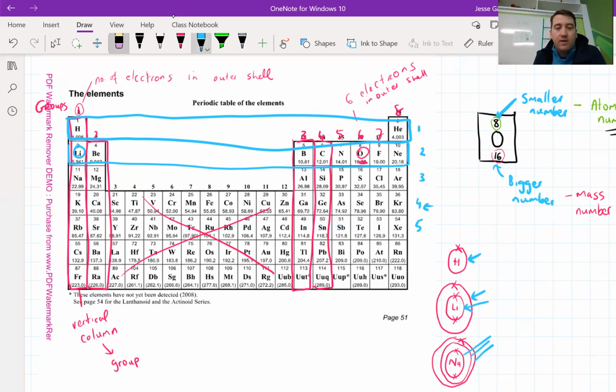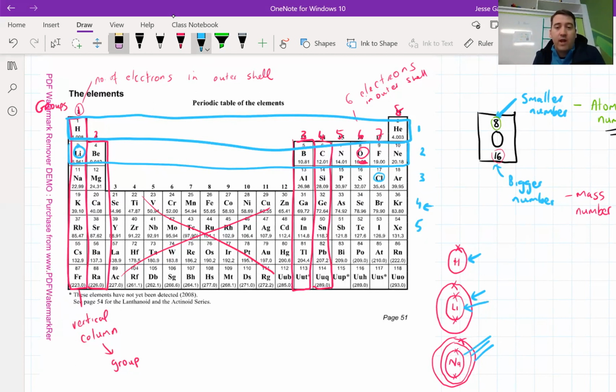So what I want you to do is look for the element chlorine, and tell me how many shells of electrons it has. So speak your answer to the screen now. Okay, here's chlorine if you didn't find it. Speak your answer to the screen. How many shells of electrons?